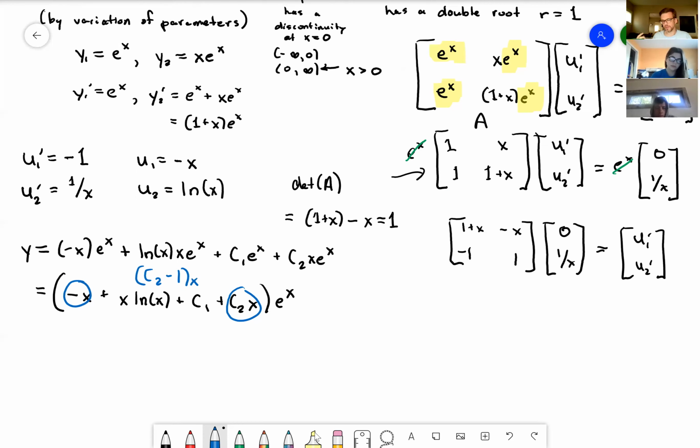But c2 minus 1, c2 is just an arbitrary constant. So if I subtract 1 from it, it's still an arbitrary constant. And so I can just fold that minus 1 into the c2.